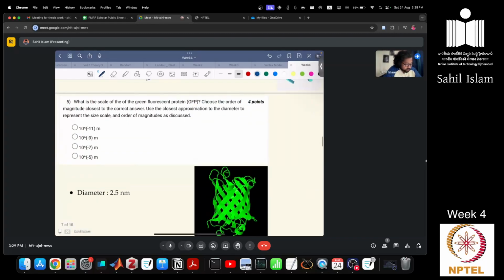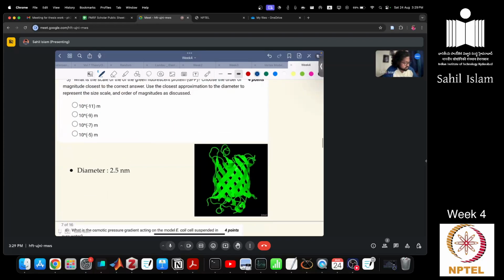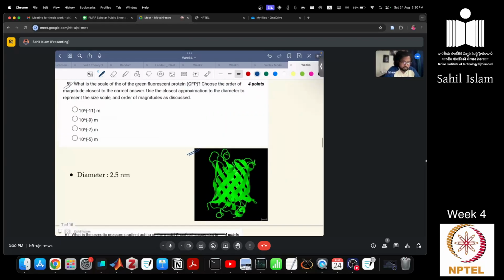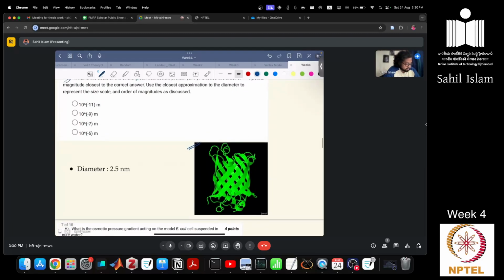So what is the scale of the green fluorescent protein, GFP? Choose the order of magnitude closest to the correct answer; the approximate diameter represents the size scale order of magnitude discussed. So it's around the nanometer scale, and for reference this is the GFP. GFP is a very interesting protein. Its color is green and it's used to detect cells, nucleus, everything in real experiments. So this is nice information to have. This is green fluorescent protein and this is the diameter.